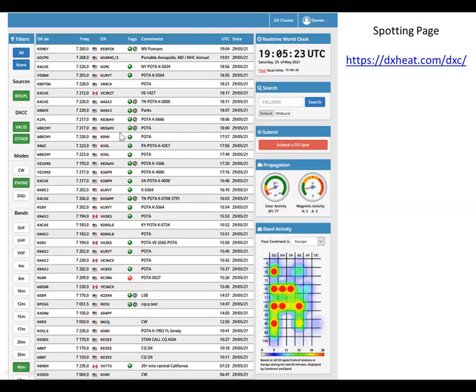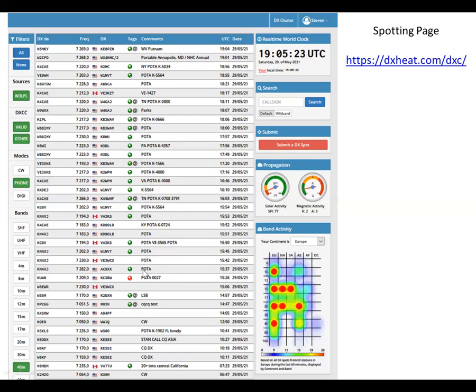The other thing we use this for, as you can see here in the comments, this particular spot is for Parks on the Air. It gives the park number, and so if you're a hunter in Parks on the Air, you can go to that frequency and try to work this station. There's another POTA, quite a few POTAs. POTA's getting to be a really active activity on ham radio. There's a lot of people involved.